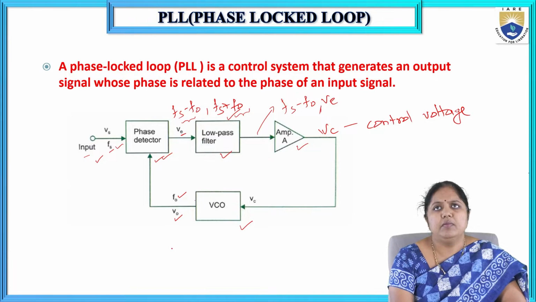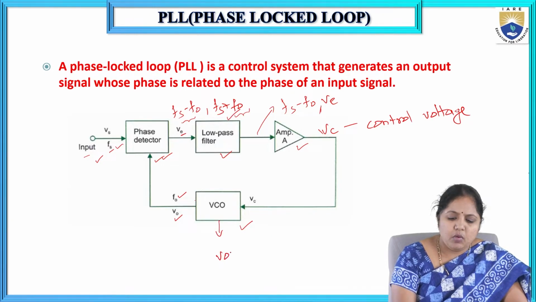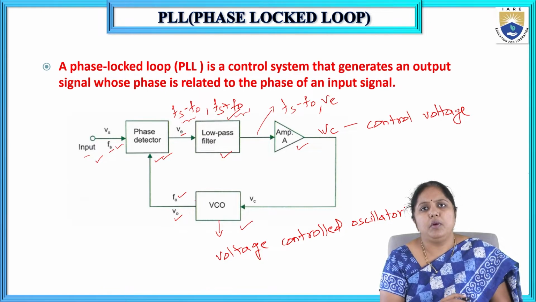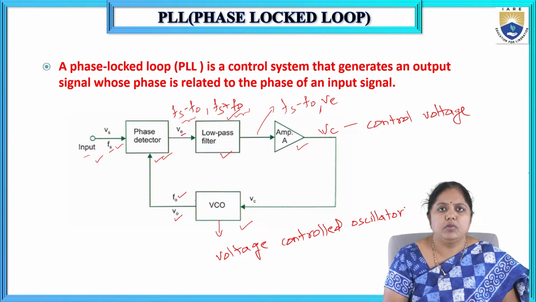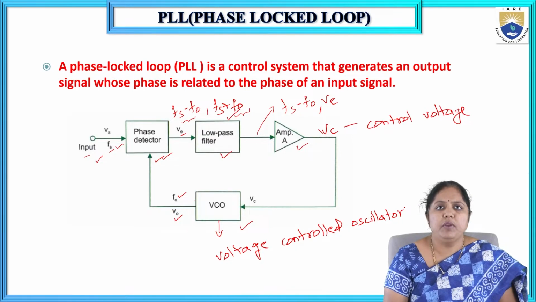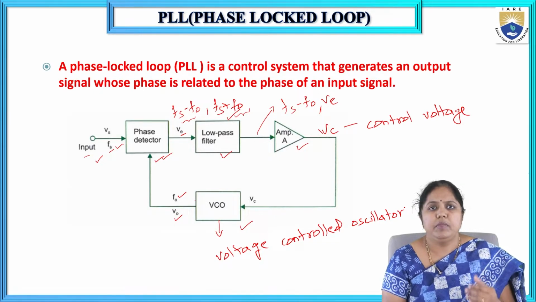So in this entire PLL block, the main role is played by the VCO. The full form of VCO is voltage controlled oscillator. Generally we know the purpose of an oscillator. The oscillator will, without giving any input signal, generate an output signal having a certain frequency. The frequency of the output of the oscillator depends on the elements: the resistors, capacitors and inductors, right?